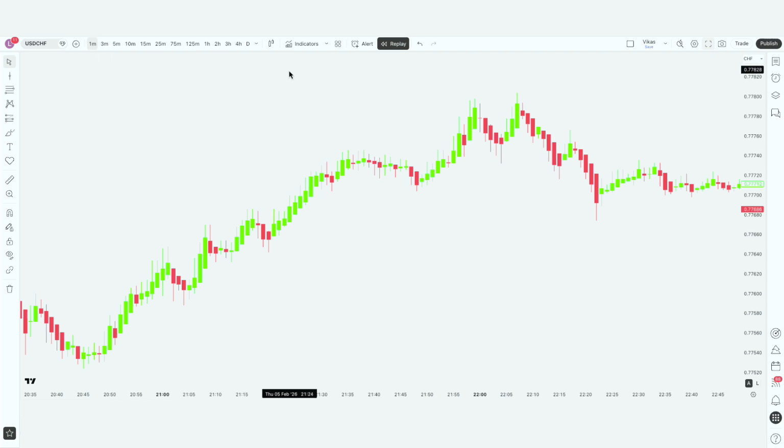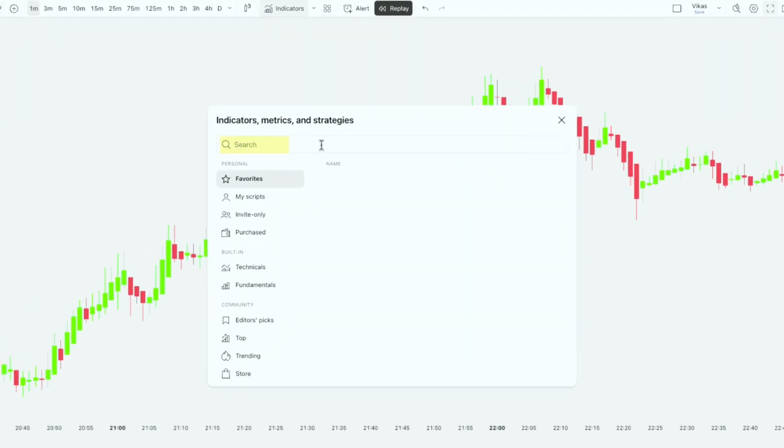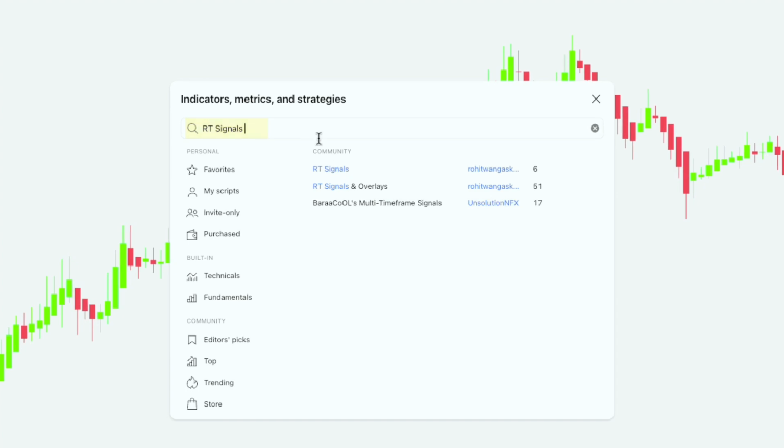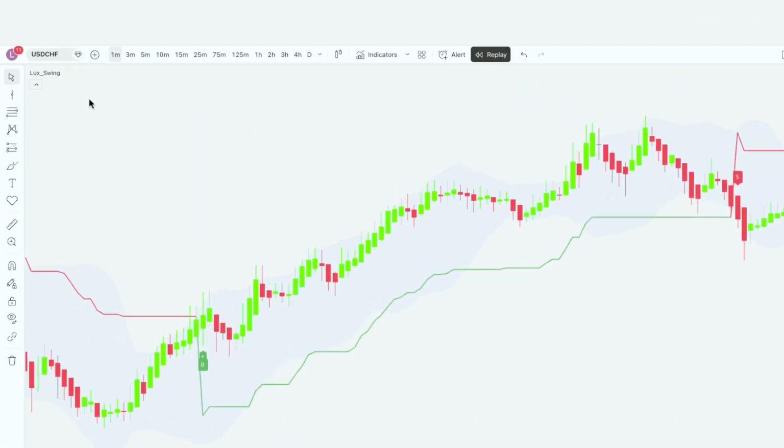And don't sweat the time frame either. Next, you'll want to find those magic indicators. Head over to the Indicators tab and search for the RT signals. Select the indicator made by Rohit Wangask and add it to the chart.